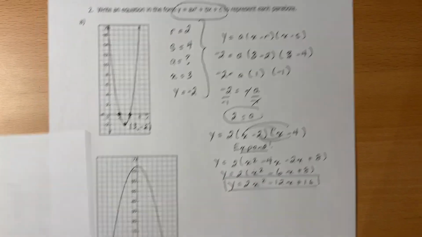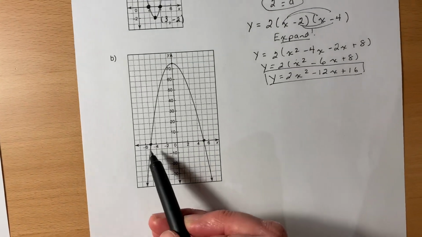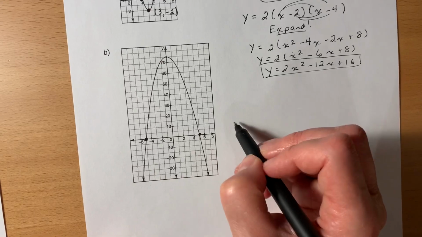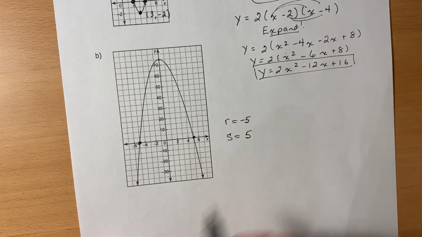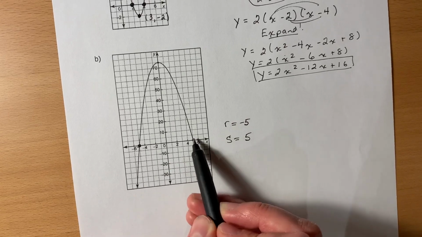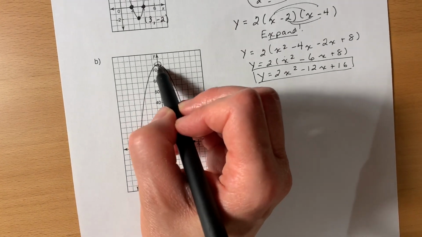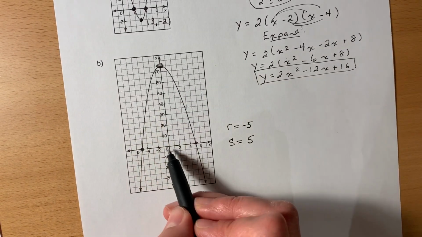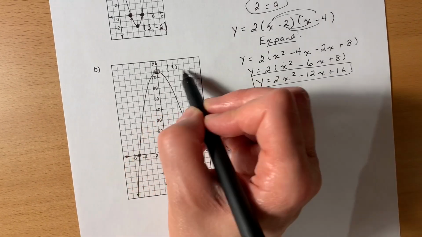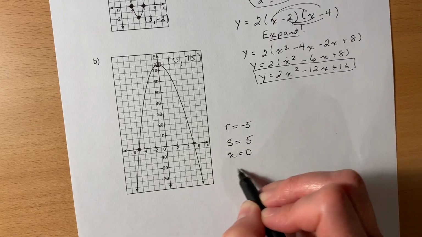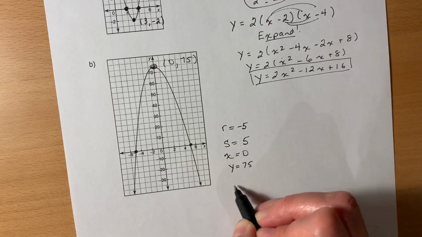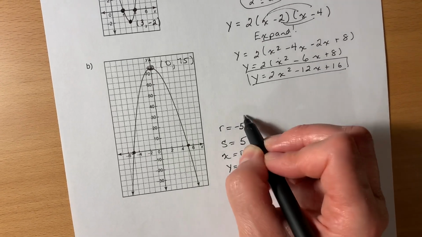Okay, let's look quickly at this last one. Same idea. My r value is -5. My s value is +5. So there's my r, there's my s. I'm going to pick this point for my x and y. X is 0, y is 75, and I'm looking for my a value.